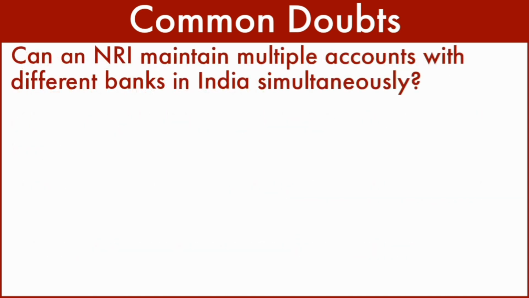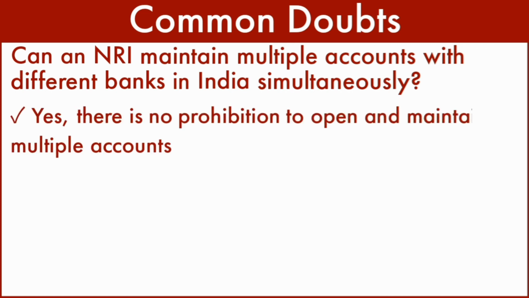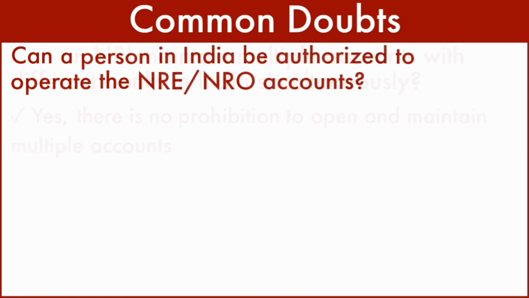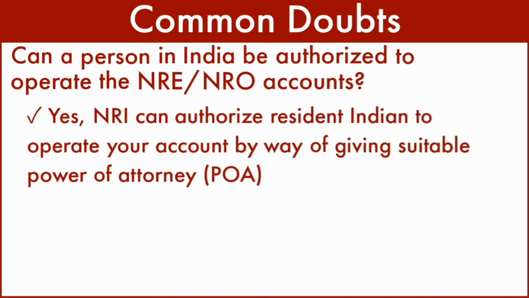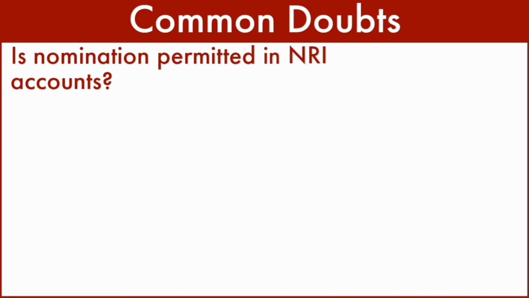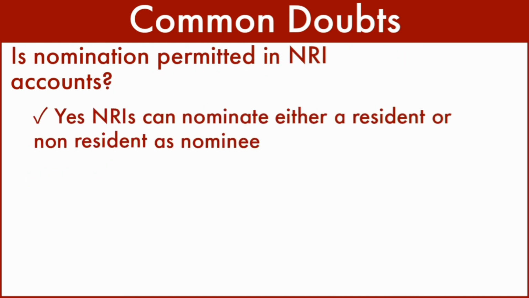And next, can an NRI maintain multiple accounts with different banks? Yes, of course, there are no restrictions on that. And can a person in India be authorized to operate the NRE or NRO account? Yes, it's possible. NRIs can authorize a resident Indian to operate their NRE or NRO accounts by giving them power of attorney. Nomination is also available for NRE and NRO accounts. One can nominate an NRI or a resident Indian.